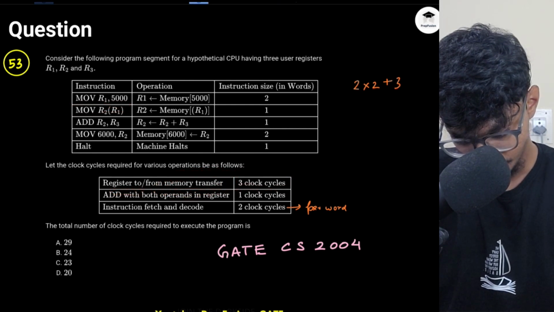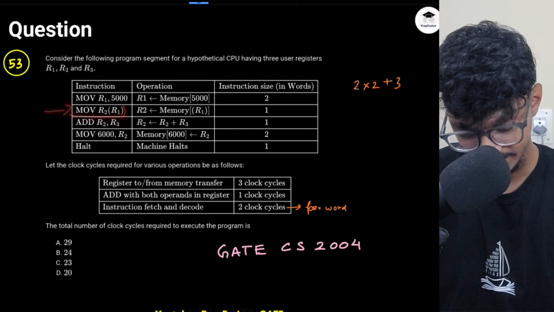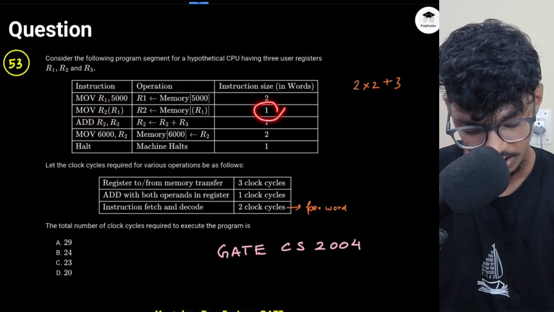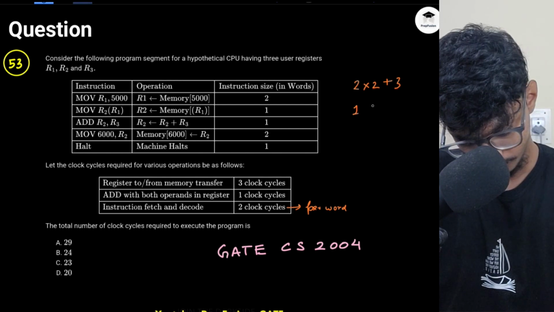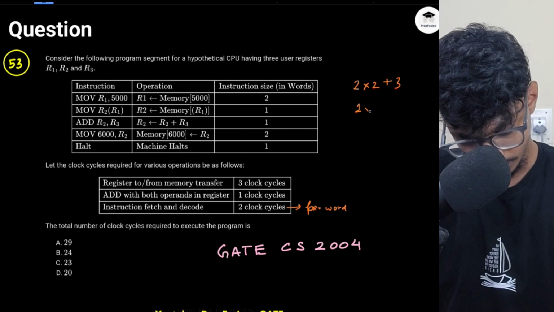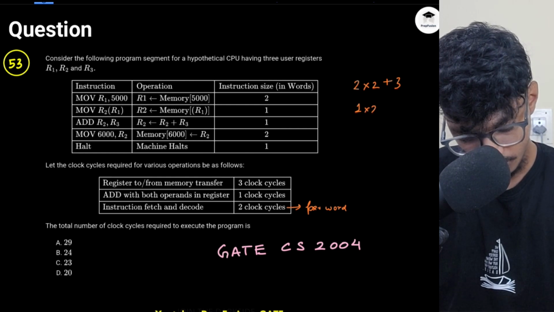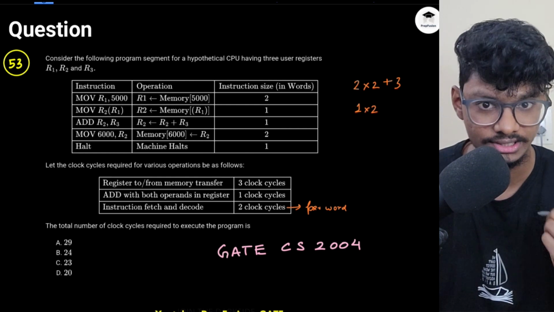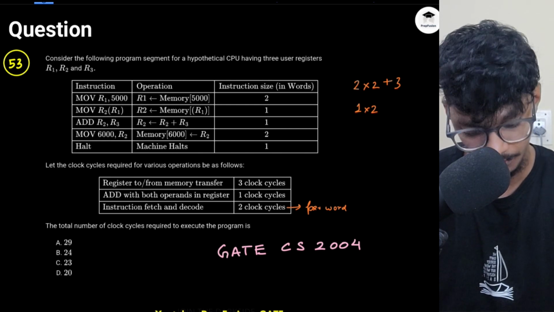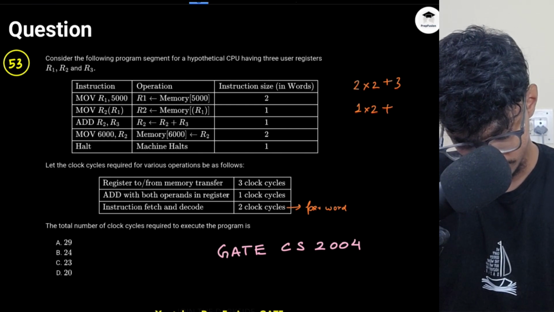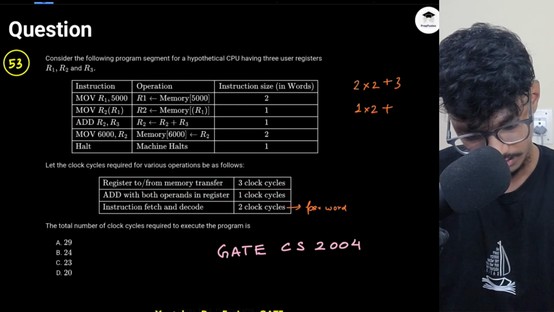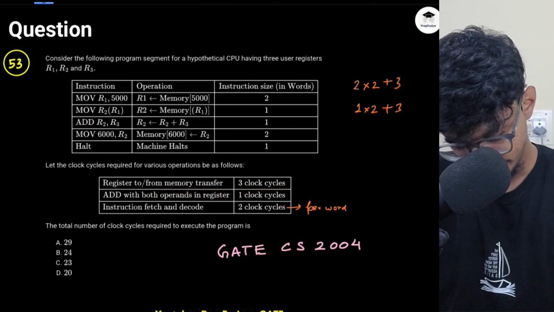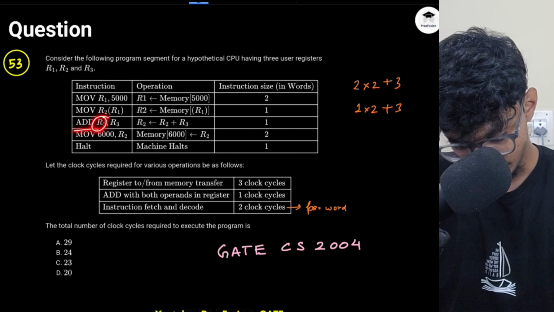Then for this particular instruction, it is also a move instruction, but it is a register instruction, so it only takes 1 clock cycle. So 1 into 2, because each instruction takes 2 clock cycles to fetch and decode, plus its own clock cycle, since it is a register transfer, it is 3 clock cycles, plus 3. Then I have this add R2 R3.